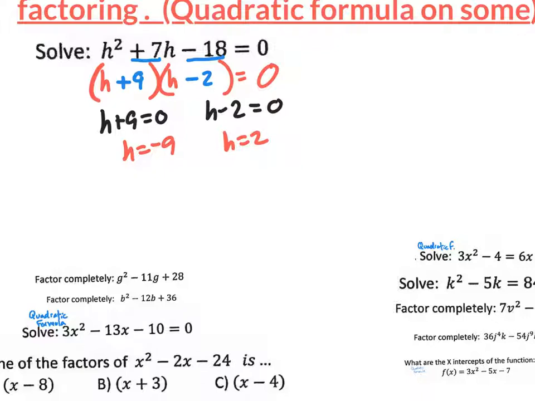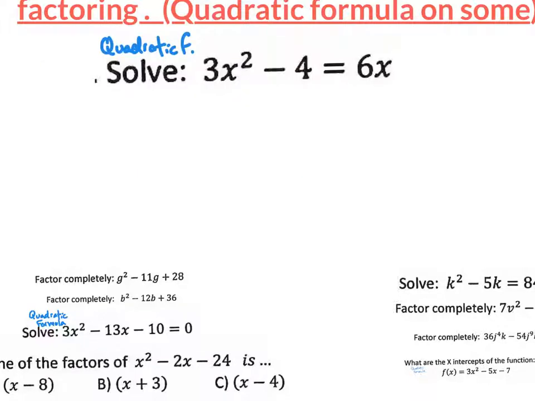Right here, this is the biggest bang for your buck, where if you want to study anything, study solving by factoring. And if for some reason you cannot factor, like on this next one, they ask you to solve this quadratic equation, always remember to set it equal to 0 first. So if you subtract 6x and subtract 6x, you could rewrite it, and you'll get 3x squared minus 6x minus 4 equals 0.